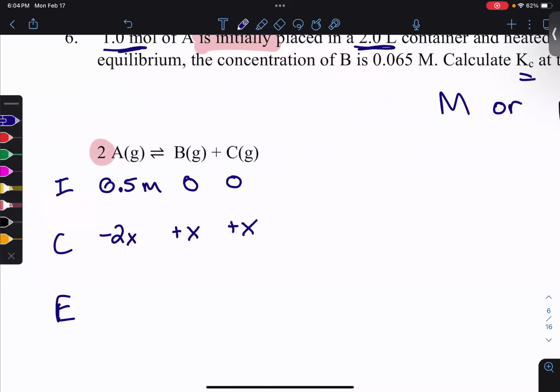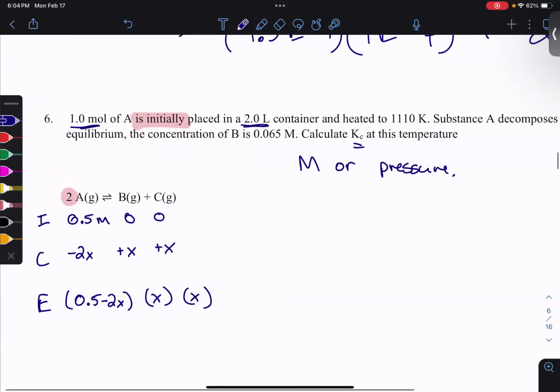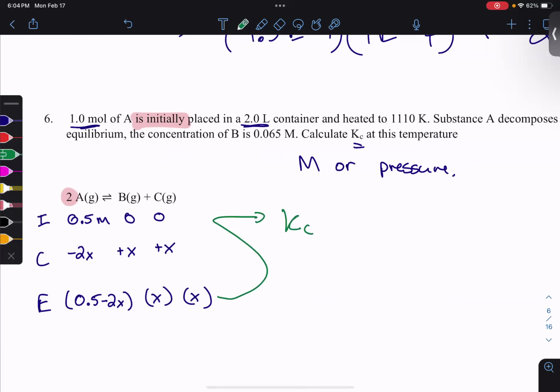Then at equilibrium, just like our BCA tables, you're just going to add up those columns. At equilibrium, you're going to find a 0.5 minus 2x amount of A, an x amount of B, and an x amount of C. The trick for ice tables is your E line always goes into your K expression. So Kc is equal to B concentration times C concentration over A concentration squared. That's a skill you need to be able to do: look at a reaction and then get the K expression.